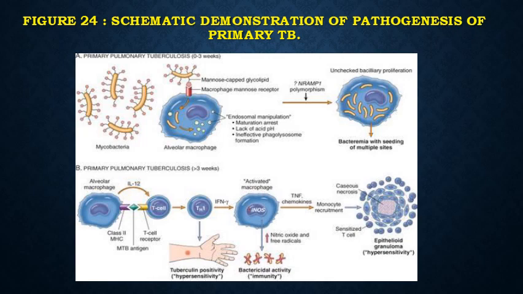In primary tuberculosis, macrophages present the antigen to the T cell, which leads to increased sensitivity of this T cell, which is responsible for tuberculin positivity and hypersensitivity, and also secretes gamma interferon. Gamma interferon activates the macrophage, which in turn produces tumor necrosis factor to recruit and differentiate monocytes to become epithelioid histiocytes, the main component of the granulomatous reaction in tuberculosis.